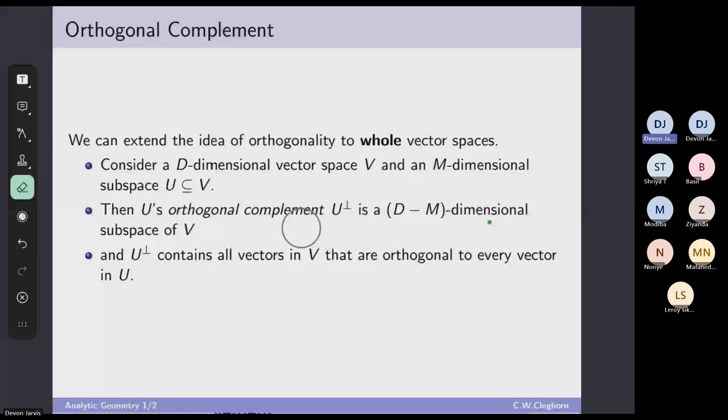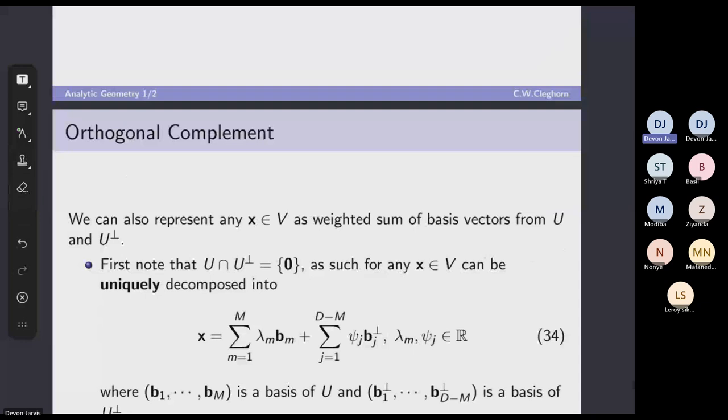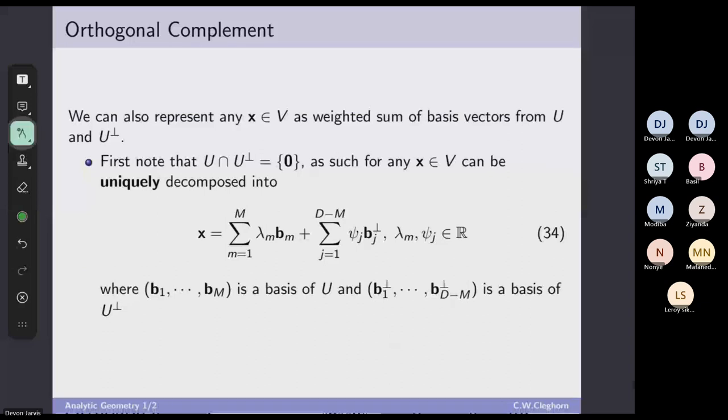Okay, and we can also represent x, which is an element of V, as a weighted sum of basis vectors from U and its orthogonal complement. And first, we note that the intersection of the two vector spaces, so U and its orthogonal complement, is just going to be zero. All right, they both have to be vector spaces, so they both still have to contain the zero vector, but that is going to be the only point in which they overlap. So going back then to the picture, we have this, okay? So the square is U and the line coming out of it is 90 degrees to it, but they both intersect at that point there, which is zero, the zero vector, okay? Other than that, they are completely separate.